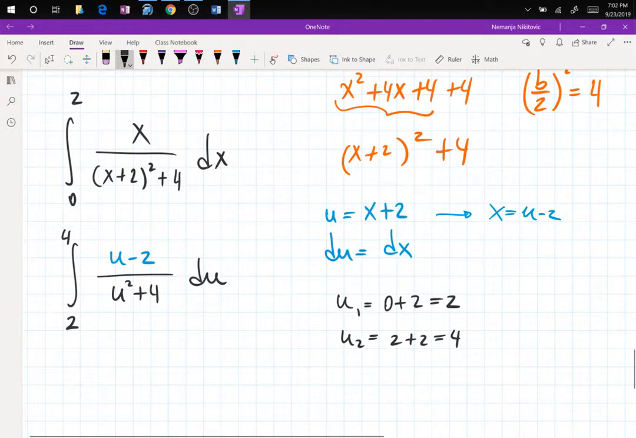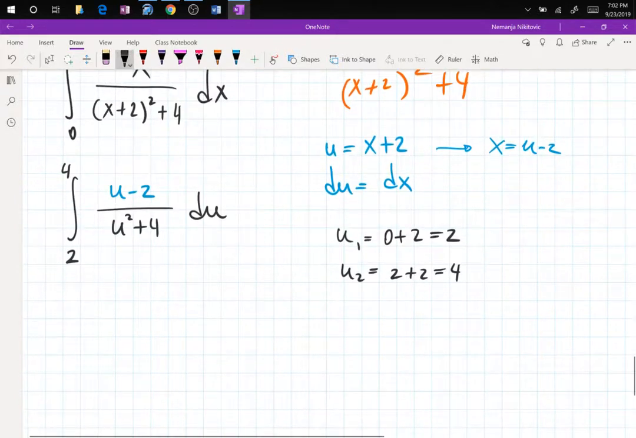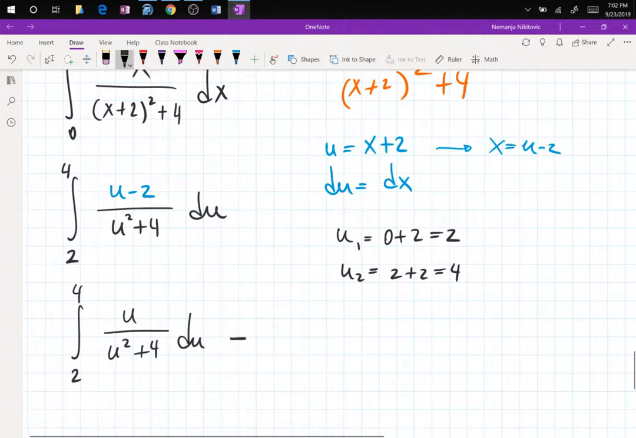So now we are at the point where we have to split into two integrals. So we have the first integral, 2 to 4, of u over u squared plus 4 du, minus another integral, 2 over u squared plus 4, 2 to 4, du.